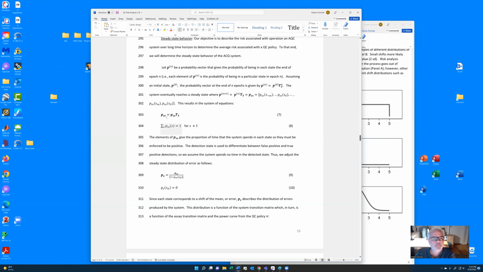So this vector PSS has all the states in it, but it also has the detected state in it. The detected state is just an artifact. We put it in there for convenience for modeling, but the system doesn't spend any time in the detected state. It just flows through it instantly and goes back to being recalibrated. So when we calculate the probability of being in some error state, we need to take out the detected state and correct for that. So that's what's going on here.